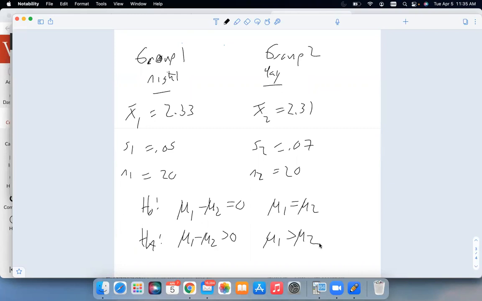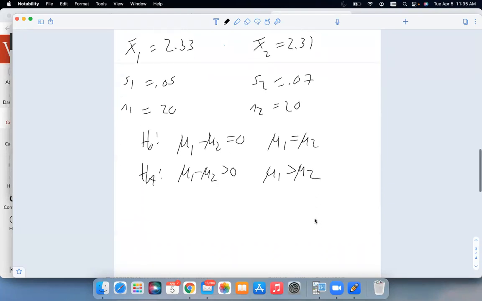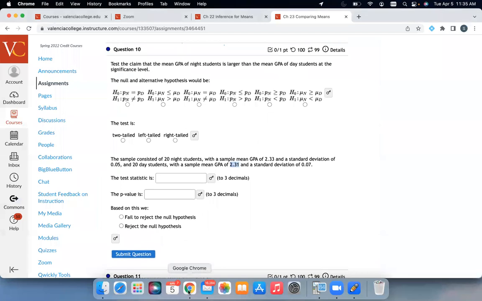If you get to choose, and it's a one-sided test, these are going to be your hypotheses every time. You can write them like this or like that, it doesn't matter. Okay, now instead of 1s and 2s, they use nights and days. We don't want any P's, no P's anywhere. That's for proportions. That one's out. We want night bigger than day.